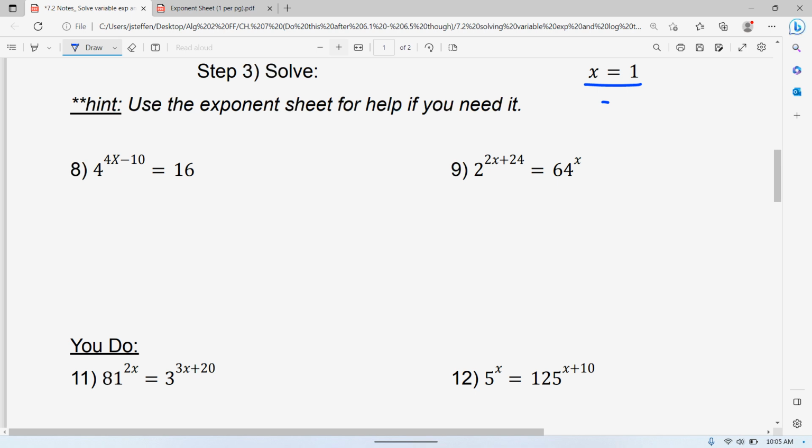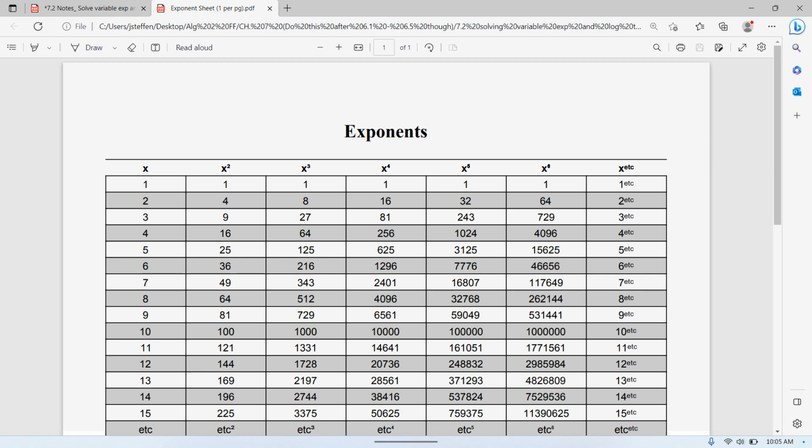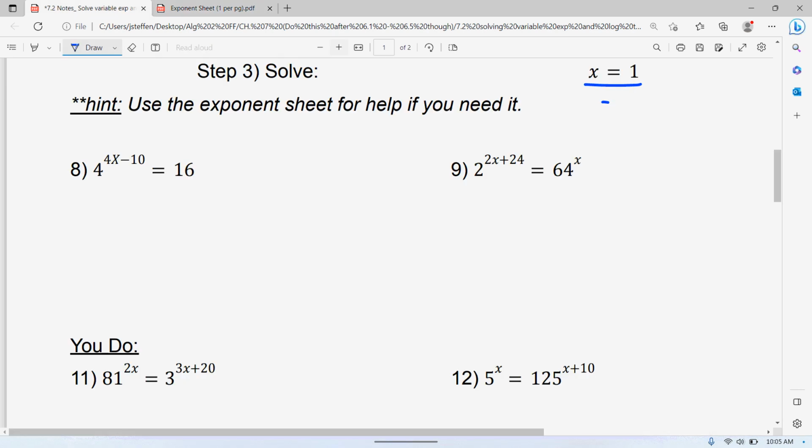So is there a way that I can make 16? It's 4 squared. If you don't know, go to your exponent sheet, where 4 is, and see if you can find 16 in that row. We'll use that here in a little bit, and it'll be a little more helpful. So the 16 goes to 4 squared. The other part doesn't change. 4 raised to the 4x minus 10.